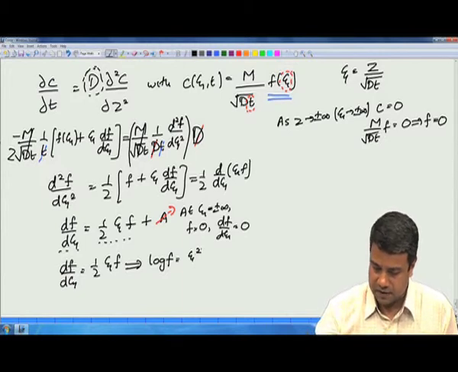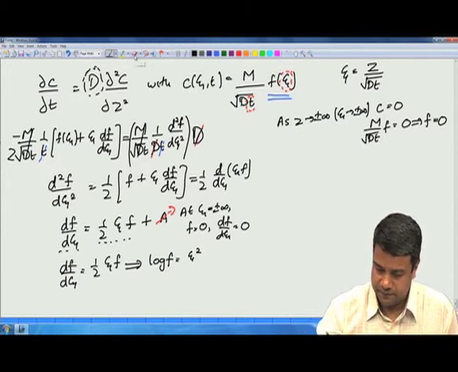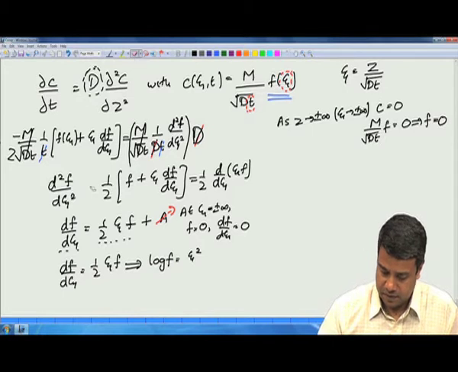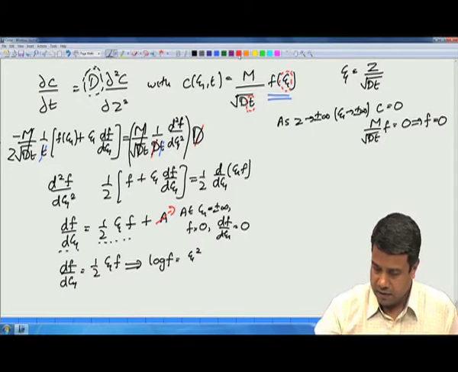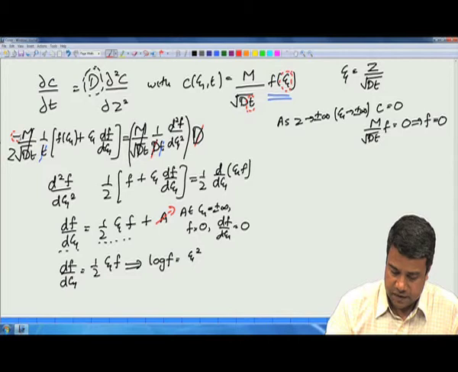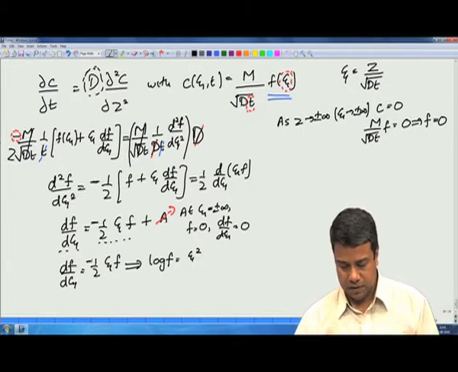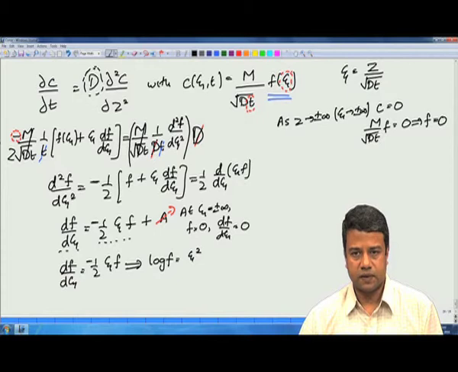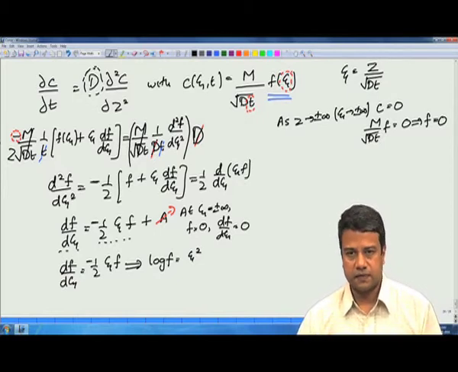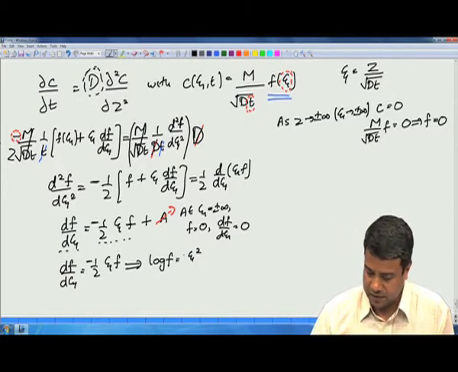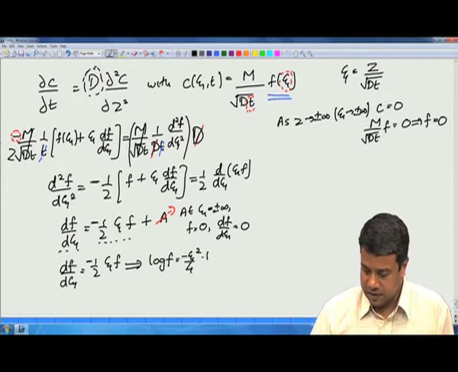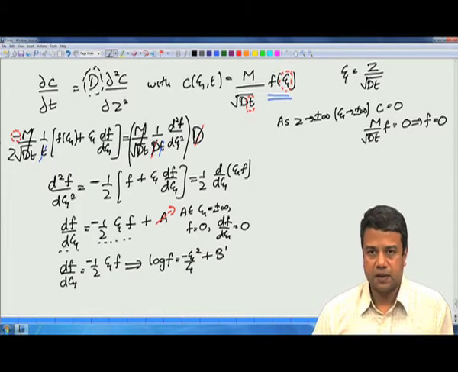I have missed a negative sign here, my apologies. If you recall, there is this negative sign here. So, this has to come in this equation. The negative sign has to come everywhere in this equation. It does not, of course, affect the constant a. So, this gives me log f is equal to minus psi square by 4 plus some constant b prime.